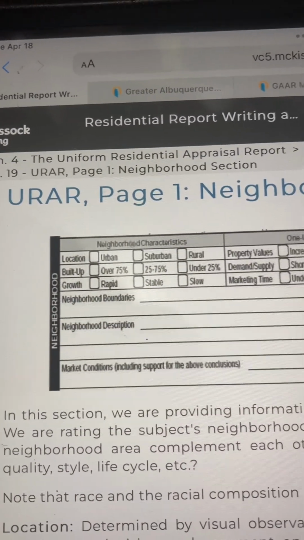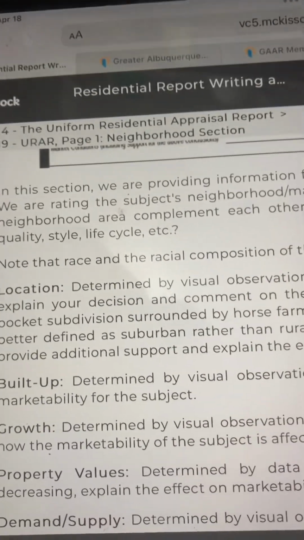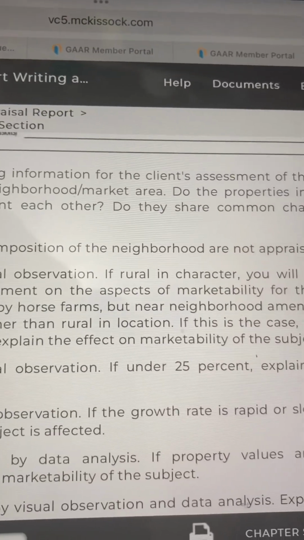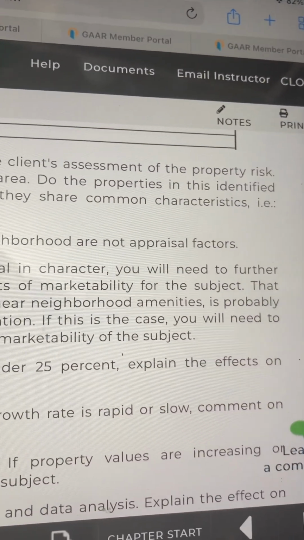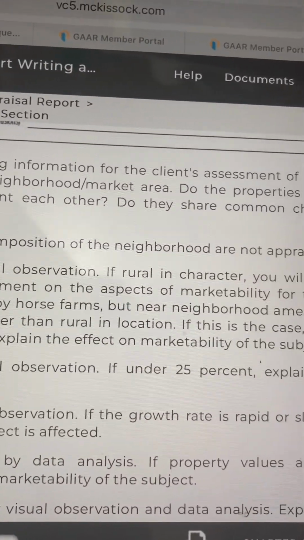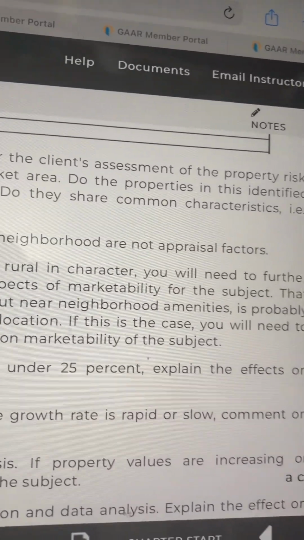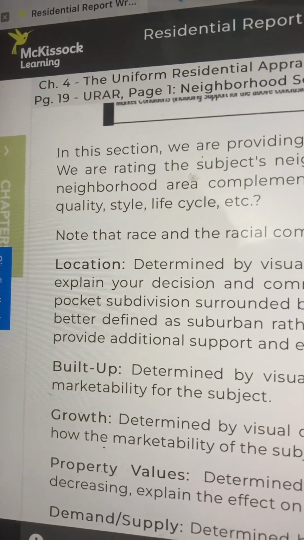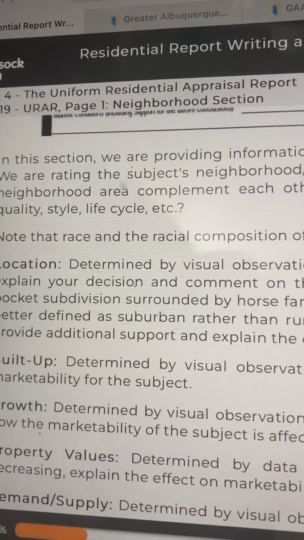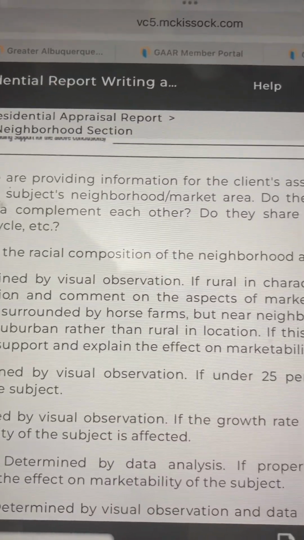Page 19, URAR, page 1, Neighborhood. In this section, we are providing information for the client's assessment of the property risk. We are rating the subject's neighborhood/market area. Do the properties in this identified neighborhood area complement each other? Do they share common characteristics, for instance, quality, style, life cycle, etc.? Note that race and racial composition of the neighborhood are not appraisal factors.